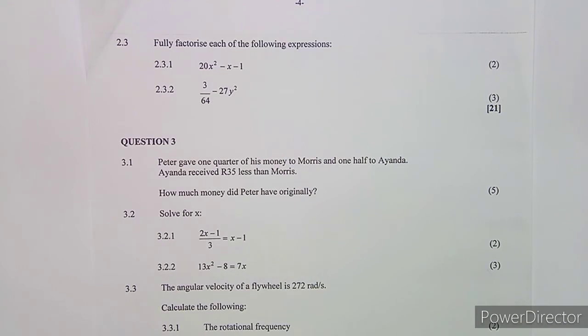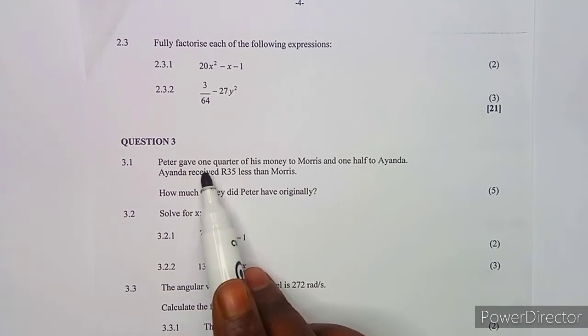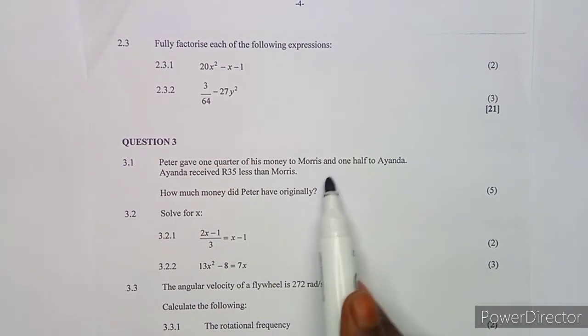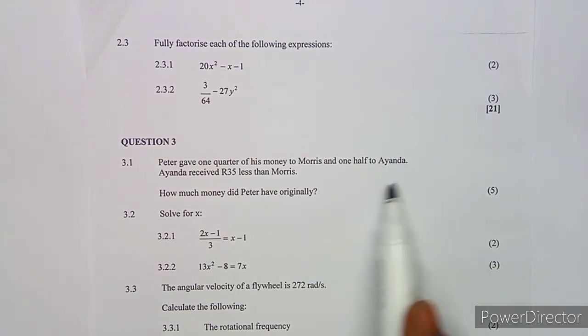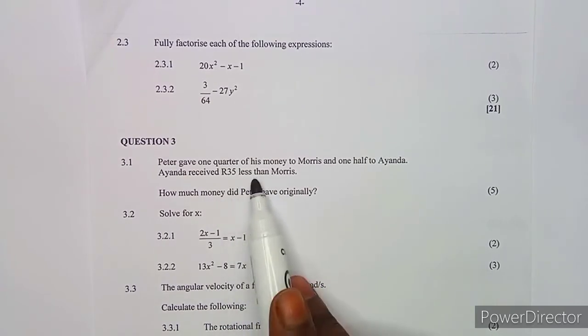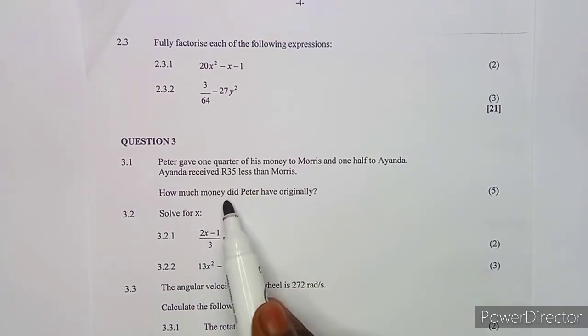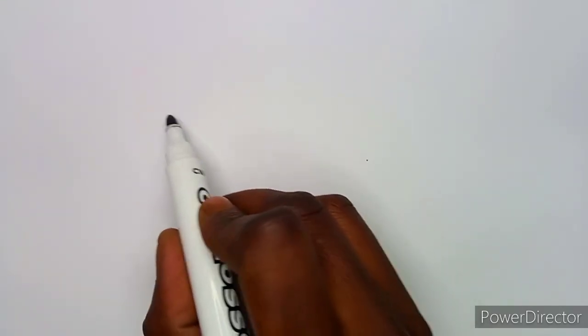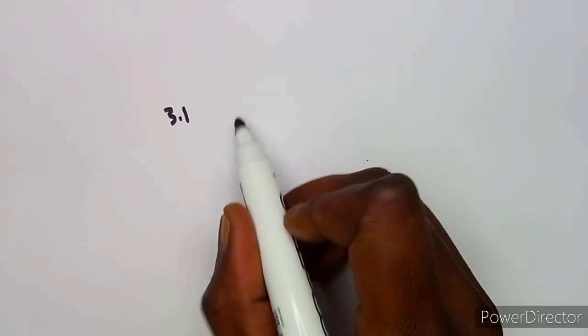Then on question number 3, actually this question, it didn't make sense to me. Actually what happened here, it was the way that it was asked, it was actually wrong, because then Peter gave a quarter of his money to Morris and half of it to Ayanda. Ayanda received 35 rand less than Morris. Okay, how much did Peter have originally? Okay, let's just do this and maybe it can make sense later on.